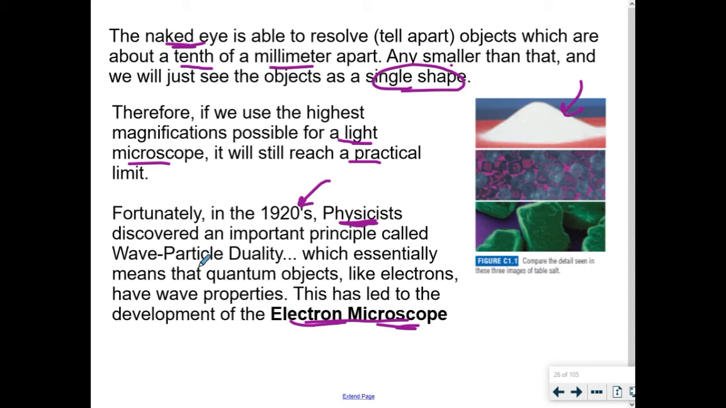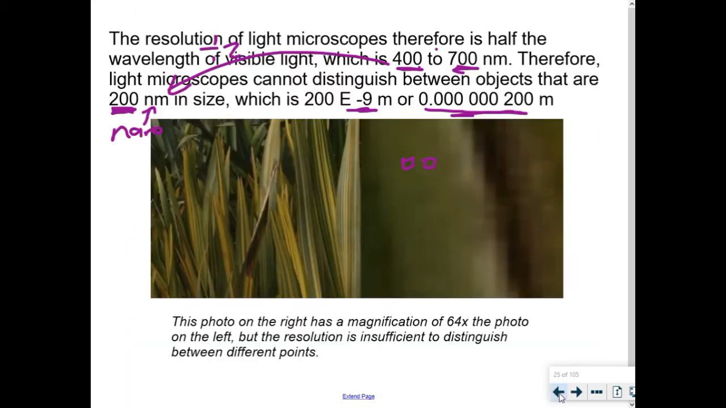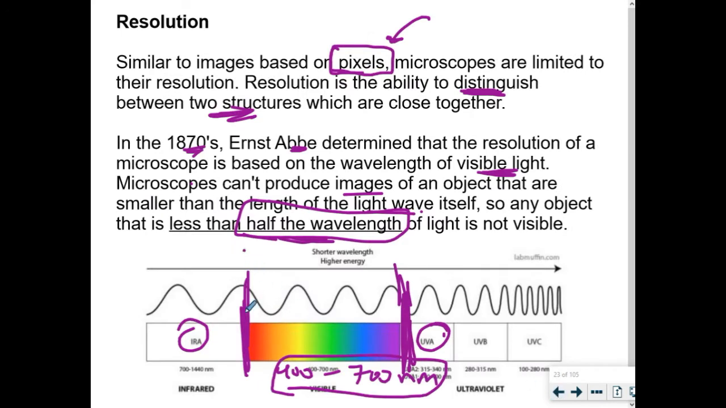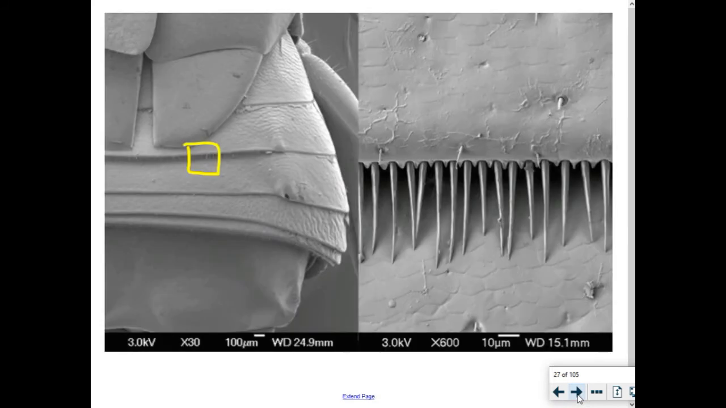But what physicists discovered is that electrons have the ability to be waves. You'll just have to trust me on that one for now. Electrons have the ability to act as waves. And because electrons can act as waves, it means that we're no longer limited to the 400 to 700 nanometers. We actually have the ability to go a little bit smaller on the spectrum based on electron microscopes. Okay? Just as a frame of reference, this is what electron microscopes are capable of doing.